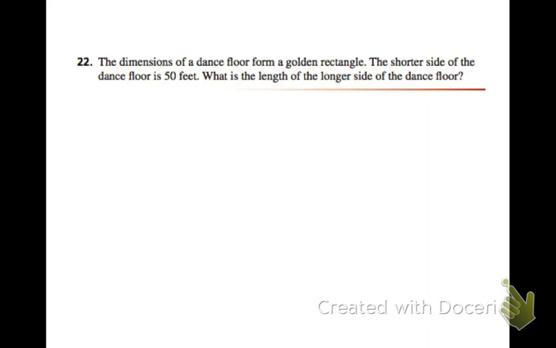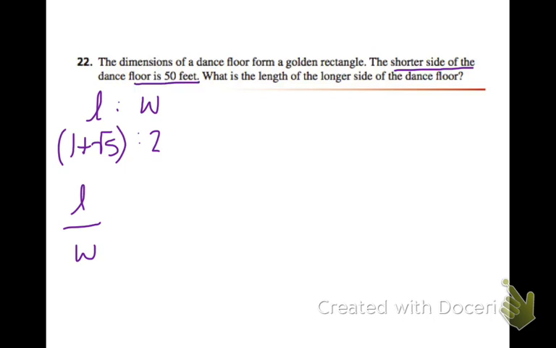Since the golden ratio is length to width, and we know that it is 1 plus the square root of 5 to 2, that's length to width. If I set up my proportion this way, with the length on top and the width on bottom, I know that the shorter side is 50 feet, and the shorter side is always, to me, equated with the width. So I will put the 1 plus the square root of 5 on top, 2 on bottom, is equal to the length over my 50 feet.